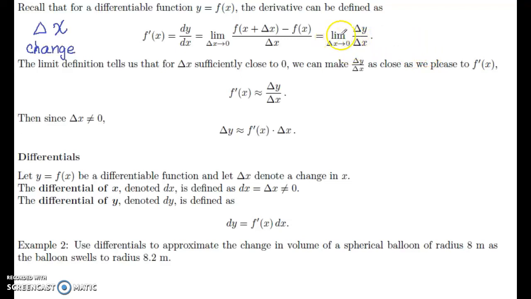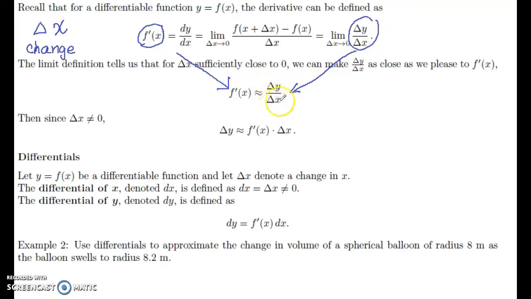And it's the same as the limit as delta x approaches 0. So this is y1 minus y2, right? So it's change in y divided by change in x. And that's why it is related to the slope, right? Rise over run, change in y over change in x. So because of the limit definition, without the limit, we can say it's just approximately delta y divided by delta x.